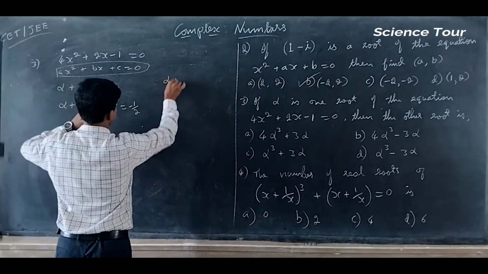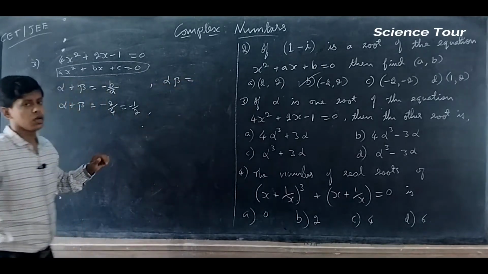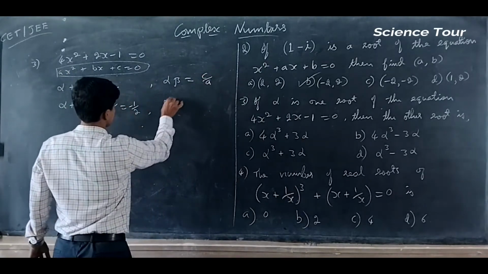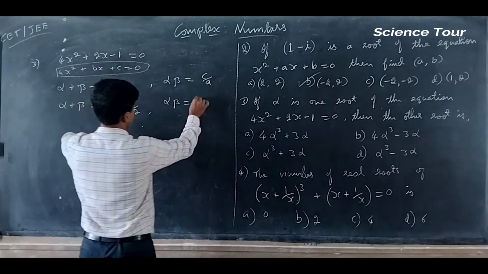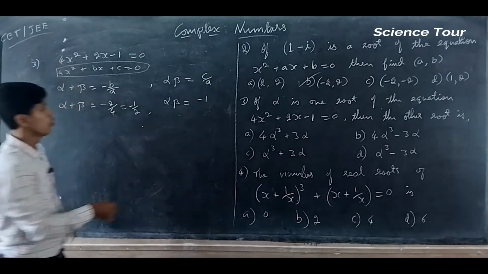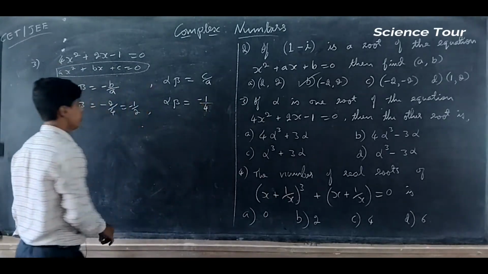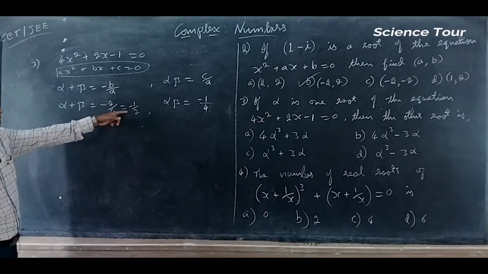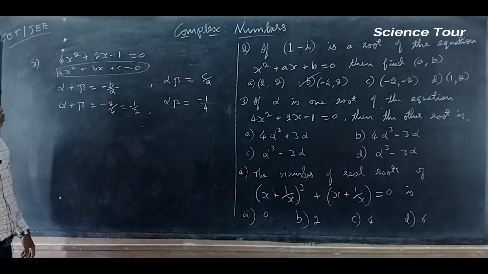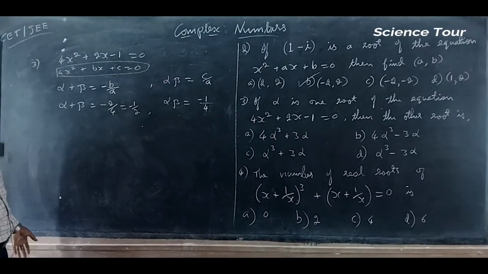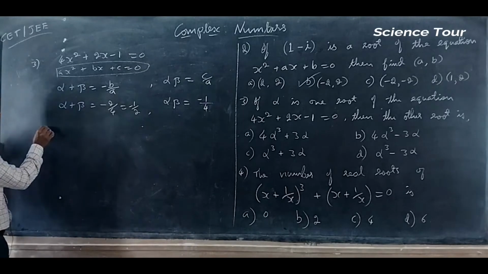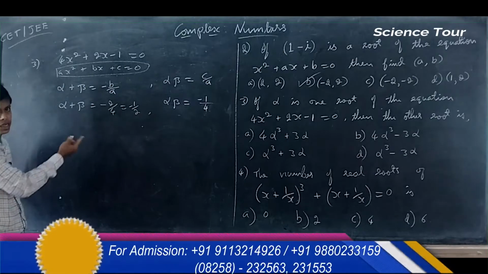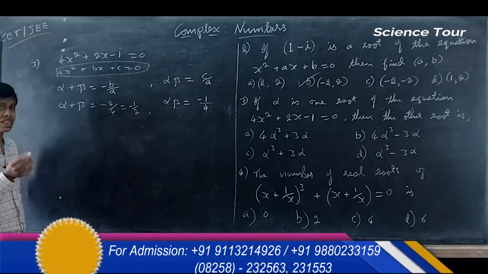And then what is the product of the roots? Product of the roots is c by a, right? So c is minus 1 and a is 4, so minus 1 by 4. So now you have minus half, and minus 1 by 4, and you have to find alpha and beta. We have an easy way for that. You can substitute alpha here and then proceed one way, or there is an easier way.